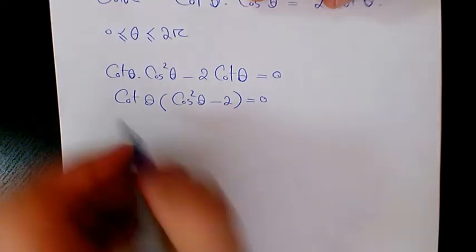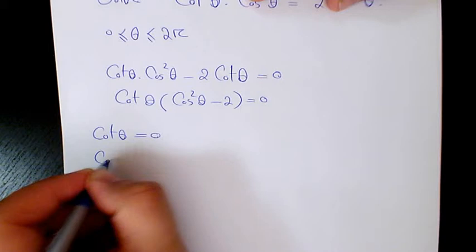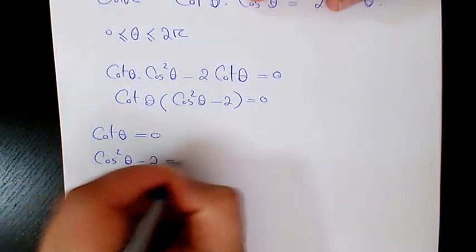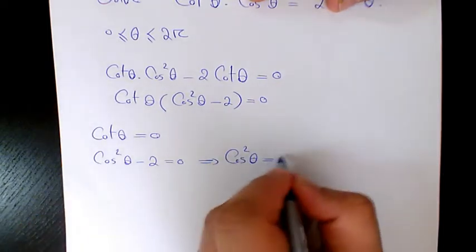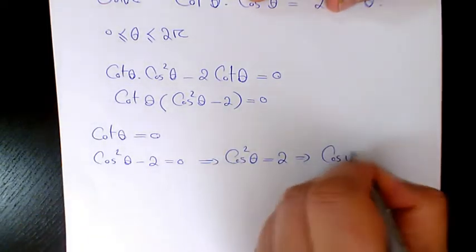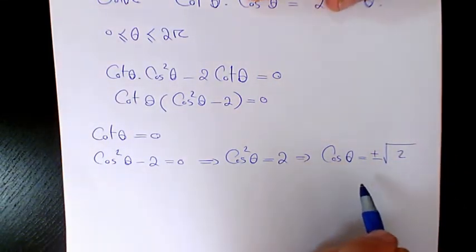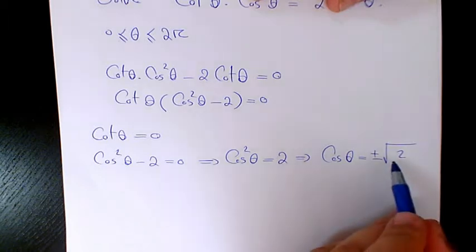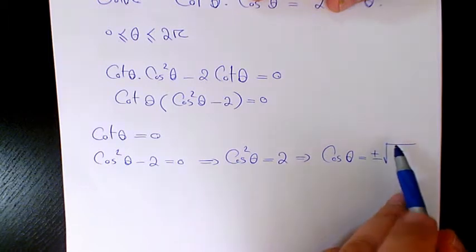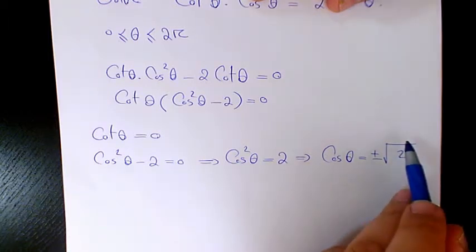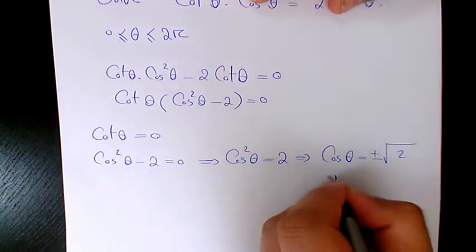So you have two parts now. It's going to be either cotan theta equals 0 or cosine squared theta minus 2 equals 0, which means that cosine squared theta equals 2 and cosine theta equals plus or minus root 2. You know the range for cosine and sine is negative 1 to 1. Positive root 2 and negative root 2 is outside this range because root 2 is greater than 1 and negative root 2 is less than negative 1. So there is no answer in here.